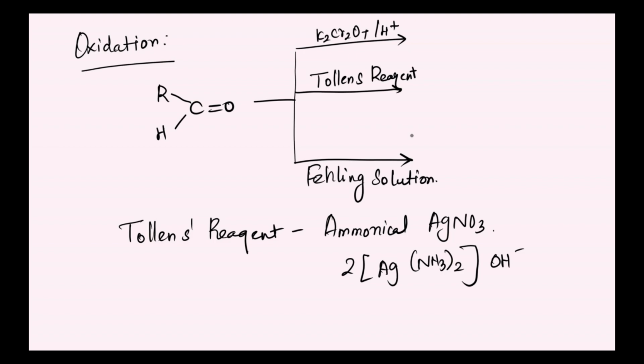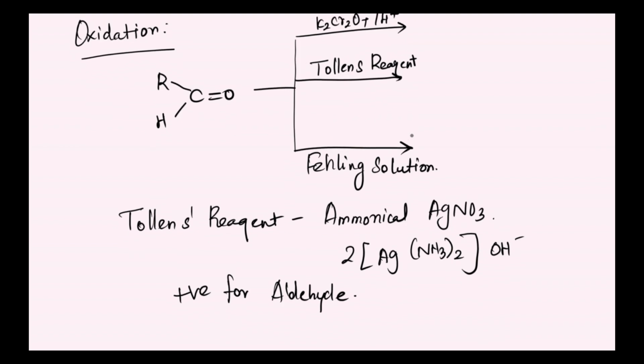Okay, so whenever you are doing an aldehyde test or ketone test in your lab, if an aldehyde is present, it will be positive for aldehyde. How will we get to know that it is positive? It will show a silver mirror, or in a worst case scenario, it will show a black precipitate also. Okay, so please be careful with this guy, Tollens reagent.